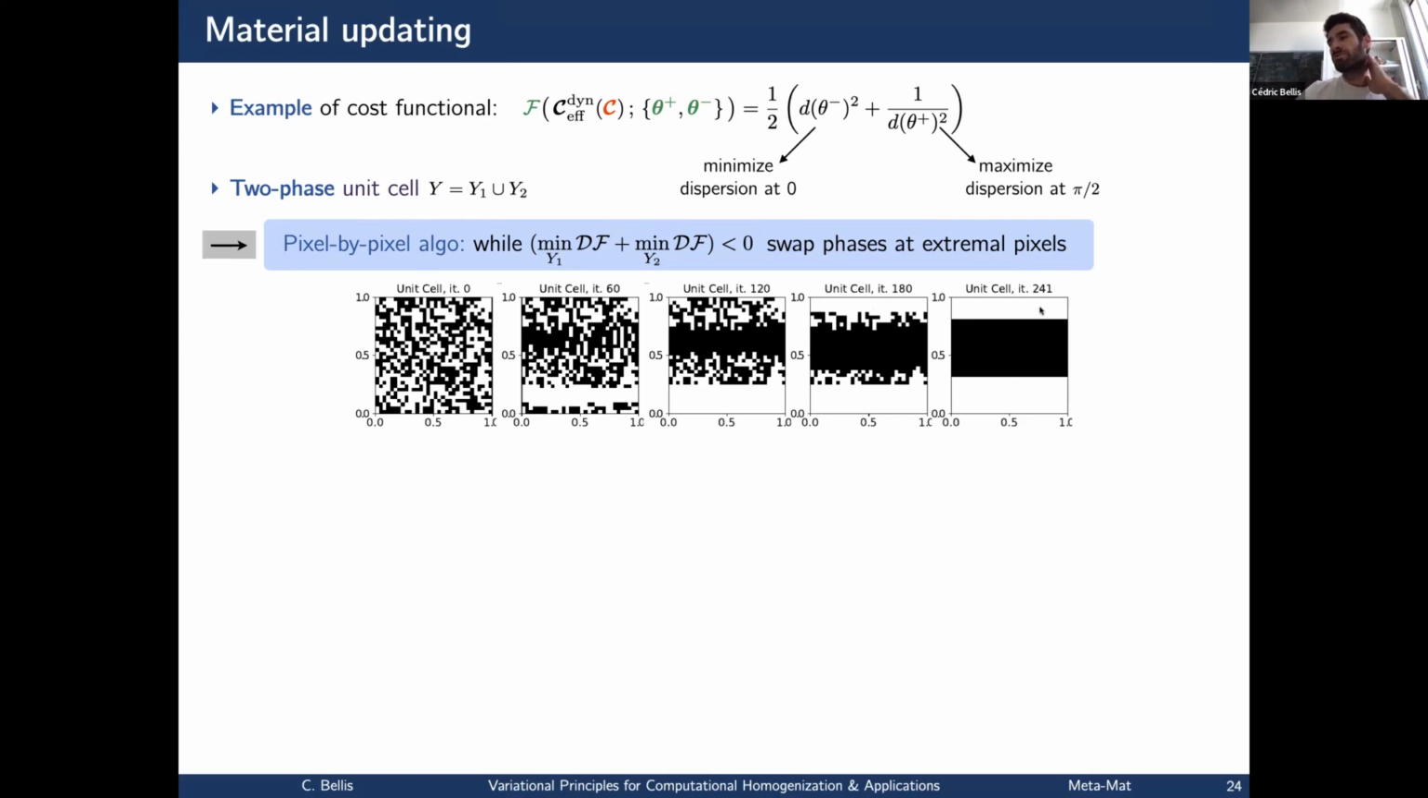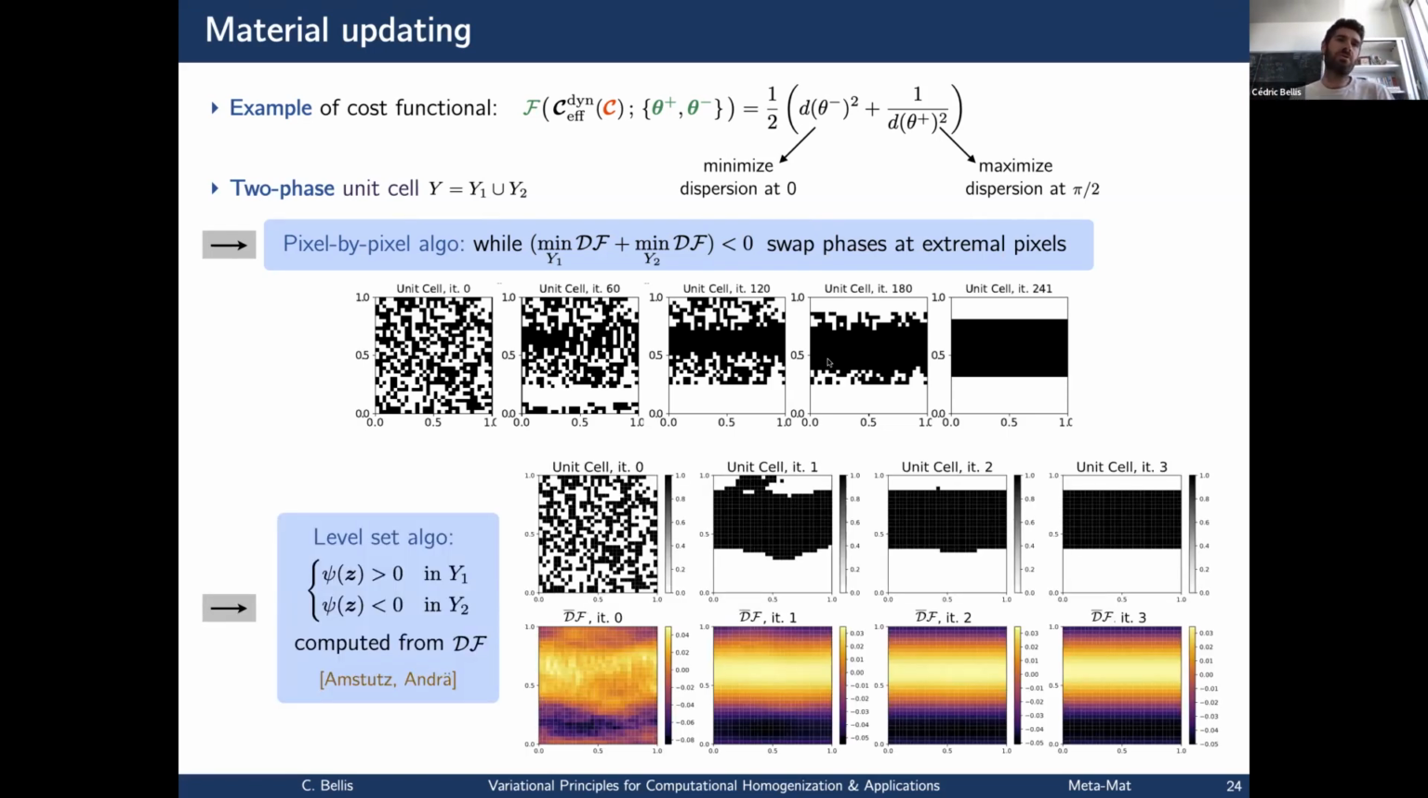So this involves 241 iterations. And at each of these iterations, you need to compute 12 scalar cell problems. So this is relatively costly, so that you need to have a numerically efficient method.